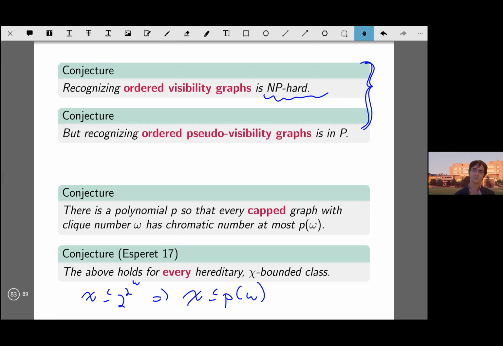Any other questions? Now, I'm still interested in this question about which graphs are visibility graphs. I mean, what's the smallest number of vertices that something can have if it's not a visibility graph? Yeah, I don't know. That's a good question though.